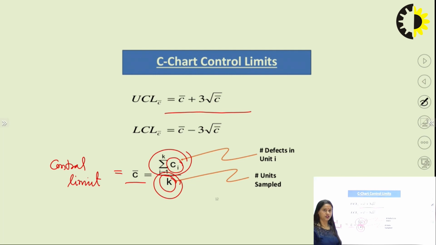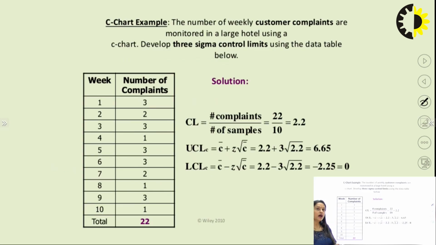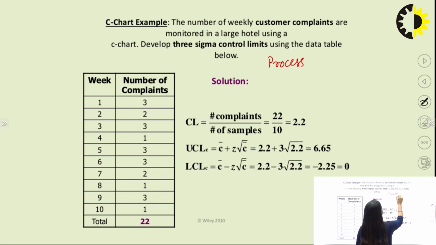Let us discuss a question and understand how to draw the C chart and how to find the control limits. We have a question here that the number of weekly customer complaints are monitored in a large hotel. They are saying to develop 3 sigma control limits and then check whether the process is in control or not. We will check this also.